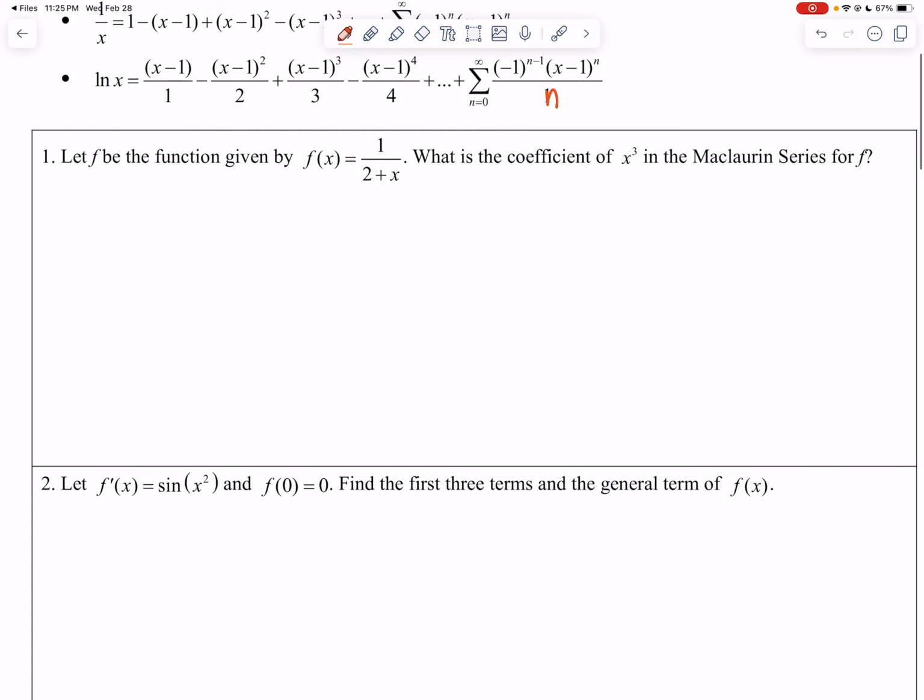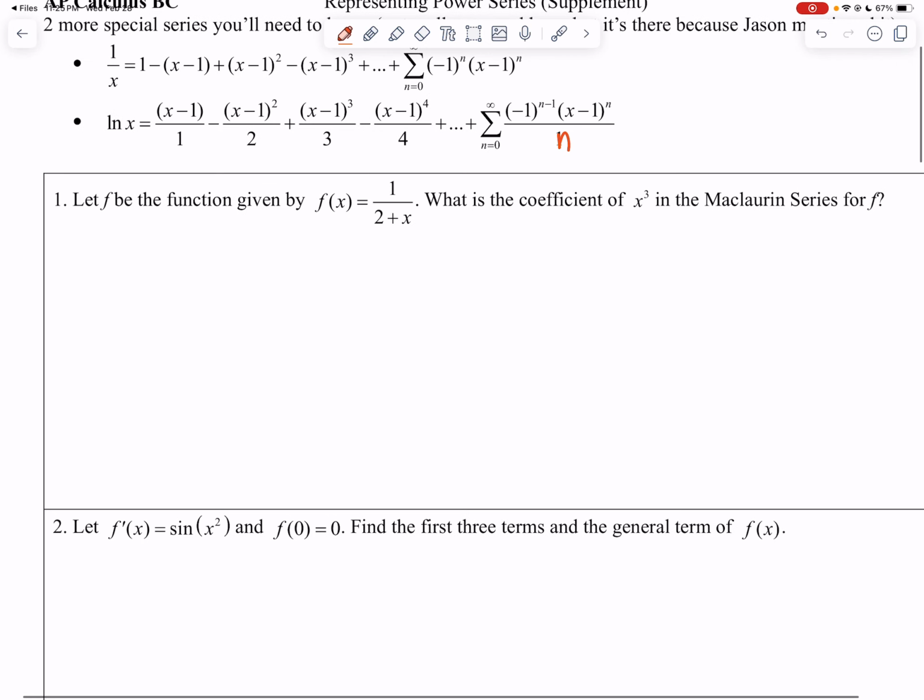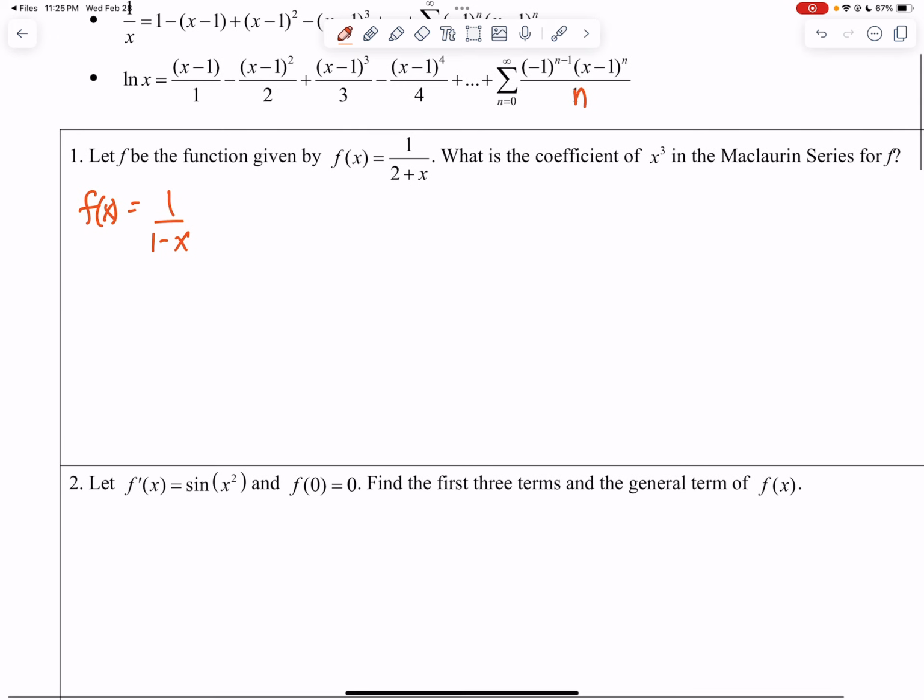Number 1 says, let f be the function given by f of x is equal to 1 over 2 plus x. What is the coefficient of x to the third in the Maclaurin series for f? So remember that here, f of x is equal to 1 over 2 plus x looks like 1 over 1 minus x. So we are trying to figure out how we can make this look like this.